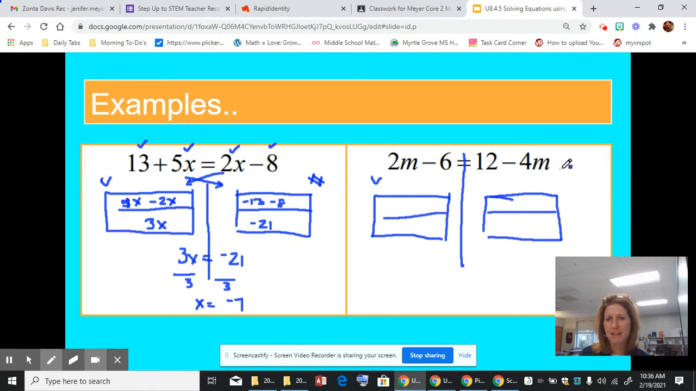Okay, sorry, my pen's kind of crazy today. Okay, so I'm going to go from left to right. 2m, it is a variable, so it stays on the left. Minus 6 is a constant. It's going to cross the other side of the equation, so we want to balance it out.